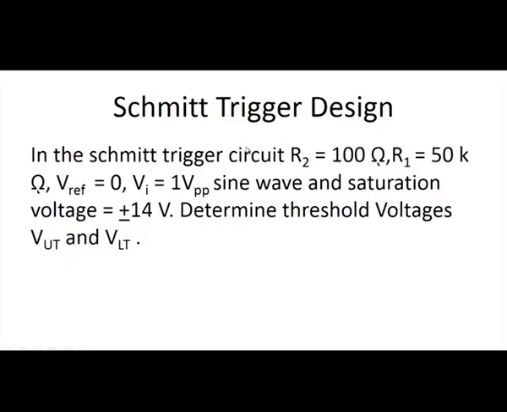The design of Schmitt trigger: in the Schmitt trigger circuit, R2 is given as 100 ohms, R1 is 50 kilo ohms, V reference is 0, and the input voltage is 1 volt peak to peak sine wave, and the saturation voltage is plus or minus 14 volts.